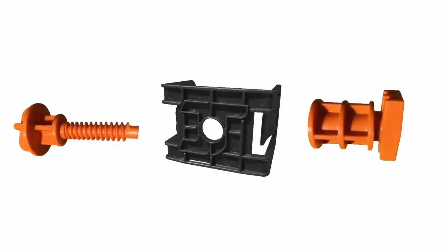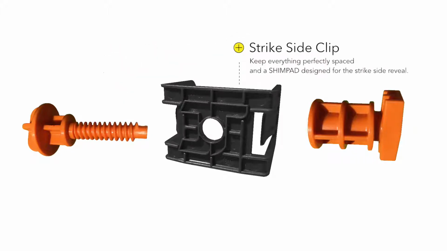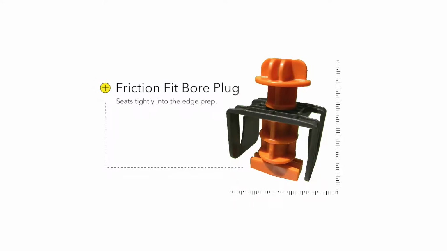Our unique jam bolt features an easy feed tip that allows the assembly technician to easily mate the bolt with the plug, saving time during manufacturing. Not only does the strike side clip keep everything perfectly spaced during shipping, but it provides the installer with a shim pad designed specifically for the strike side reveal between the door and the jam. The friction fit bore plug seats tightly into the edge prep.